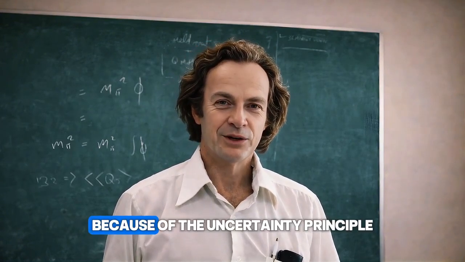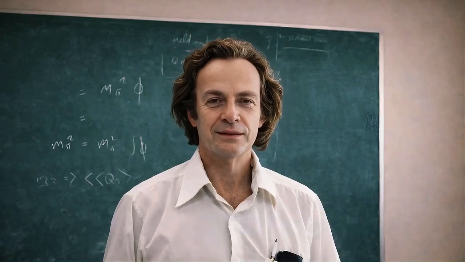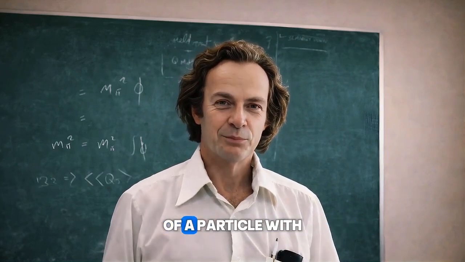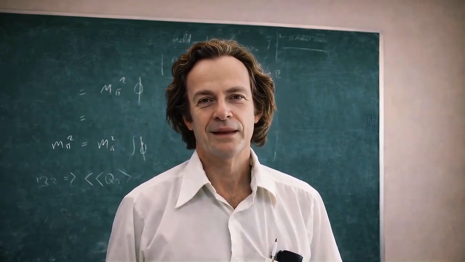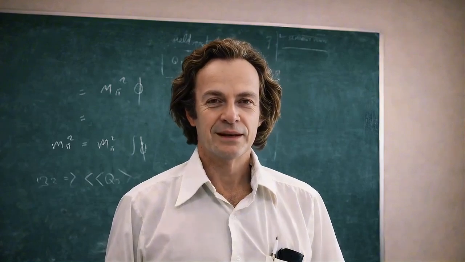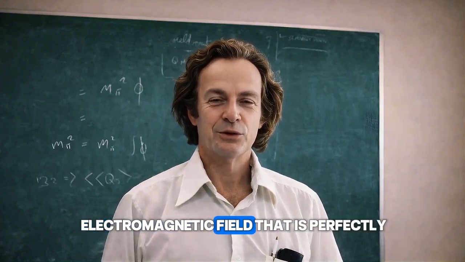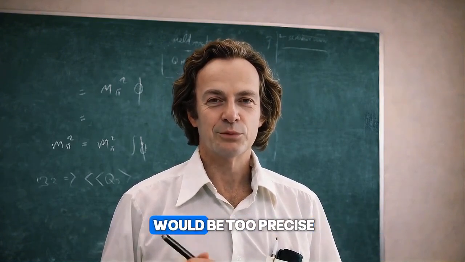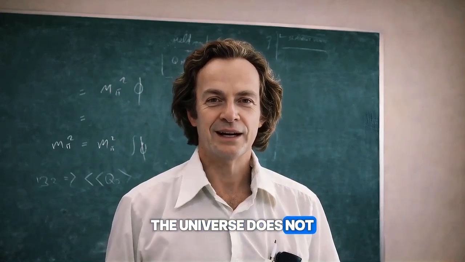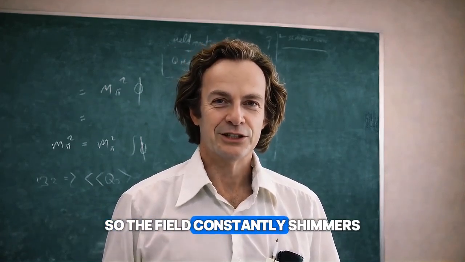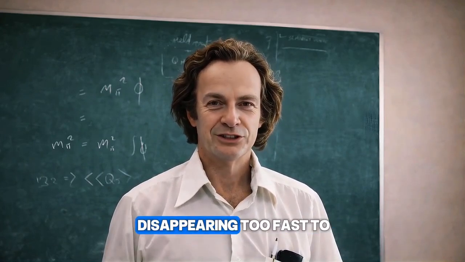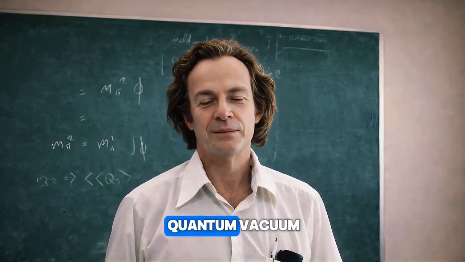Why? Because of the uncertainty principle. You cannot know both the position and the momentum of a particle with perfect accuracy. But this applies to fields too. You cannot have an electromagnetic field that is perfectly, exactly zero everywhere. That would be too precise. The universe does not allow it. So the field constantly shimmers, tiny fluctuations, little ripples appearing and disappearing too fast to see directly. We call this the quantum vacuum.